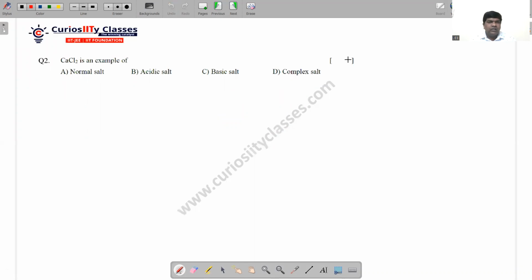Question number 2. CaCl2 is an example of option A normal salt, option B acidic salt, option C basic salt, and option D complex salt. Calcium chloride is an example of normal salt. Option A is correct.